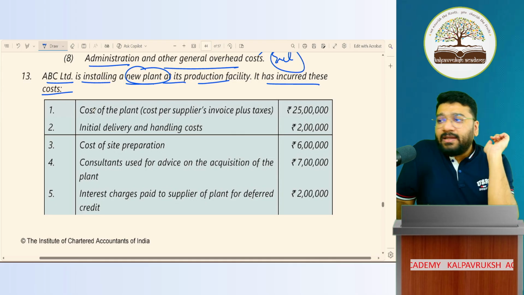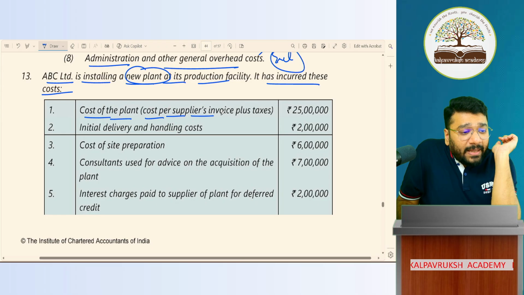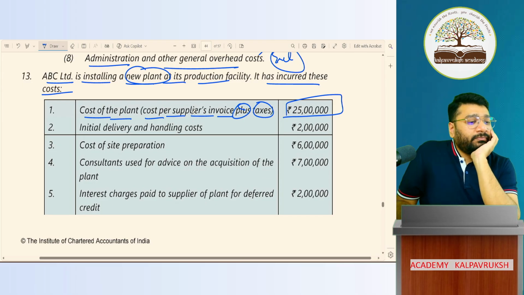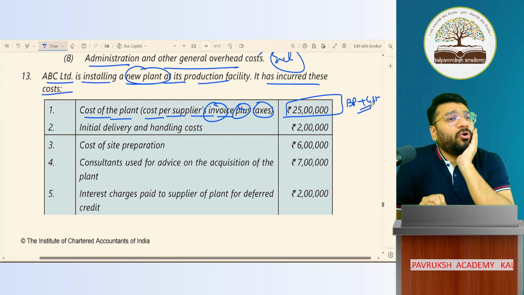First cost that they've incurred is cost of the plant. Cost as per supplier's invoice plus taxes. So in this 25 lakh, is tax included or not included? This is telling supplier's invoice plus tax, which means the basic price plus GST is already included in the 25 lakh. Okay, not okay.